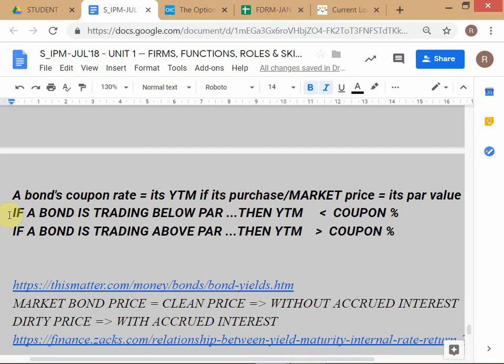I'm able to follow the first. So explain to me logically why, if a bond is trading below par, then the YTM is less than the coupon. I'm not able to follow this logic. Explain to me stepwise. Use the mic, give him the mic. Let's capture it on the mic.